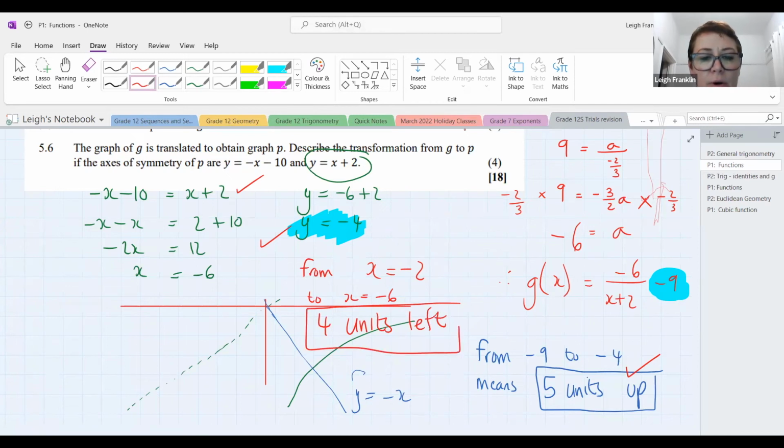Lovely. Okay, and there we go. We got 4 out of 4. Beautiful. Well done. So yeah, 5 units up and 4 units to the left. How are you guys feeling?